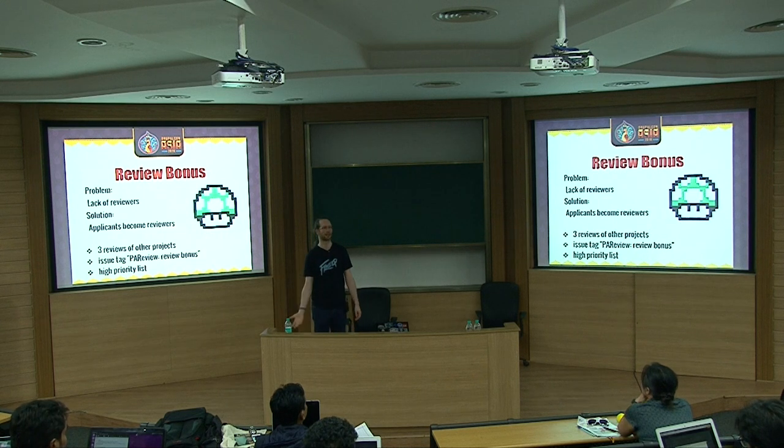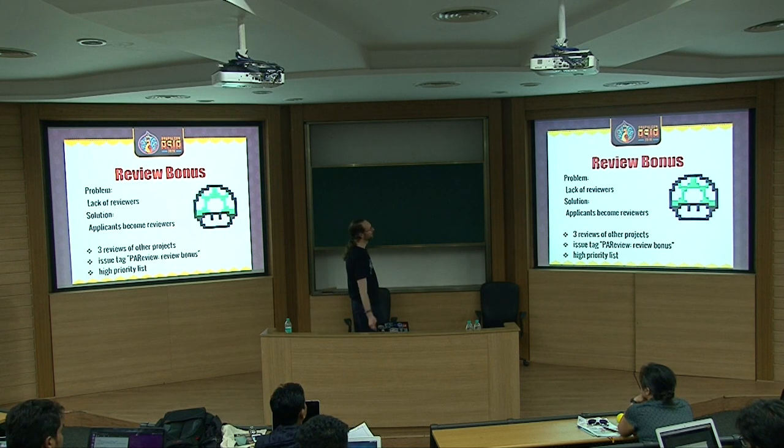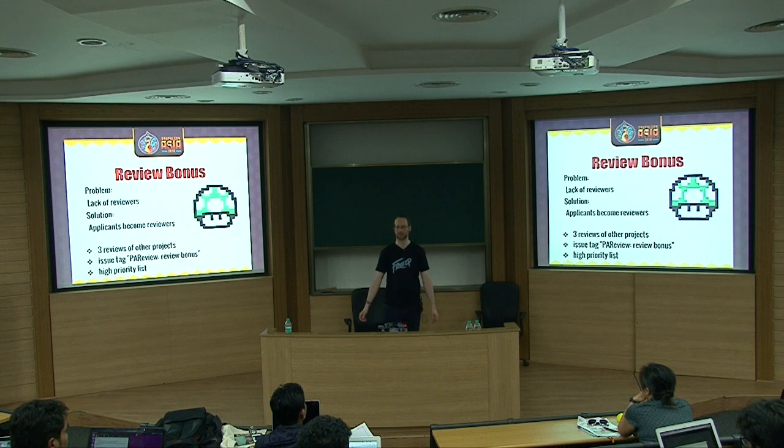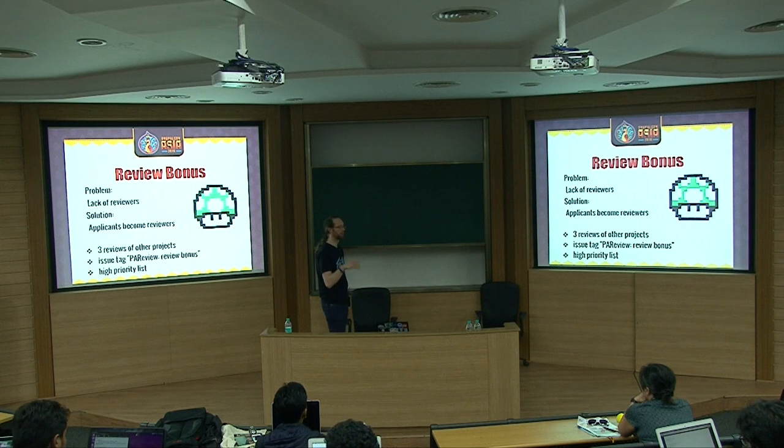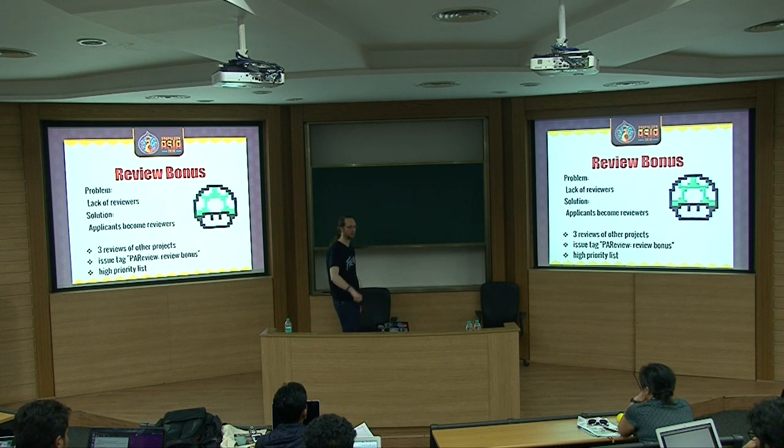Our problem is that we are lacking reviewers. So my idea a couple of years ago is that applicants become reviewers themselves. So what you do is you review other applications. There are other applicants out there, they publish interesting modules. You just look at them and you review them according to our checklist, and then you say, yes, this module works, or no, this module has this and this problem. And after you have done this for 3 projects, you give your own issue a tag, PA review bonus.